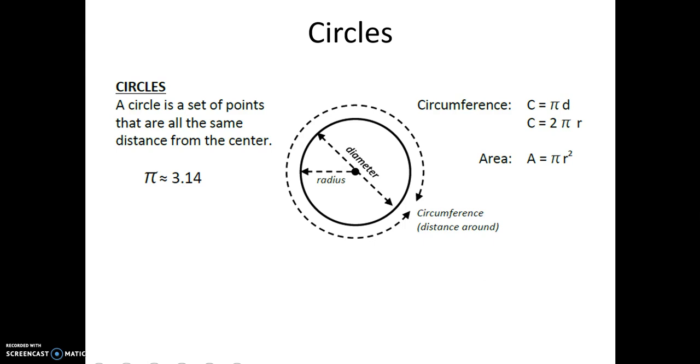In a circle, information we needed to know about a circle is a set of points that are all the same distance from the center. That is the definition of a circle. We need to know that pi is equal to 3.14. We need to know how to use the formulas. C is equal to pi times d, and C is equal to 2 pi r. So in order to find the distance around, we could use either of those two formulas. And then lastly, area is equal to pi r squared. So if we wanted to find the distance inside of a circle, we would have to use that formula.